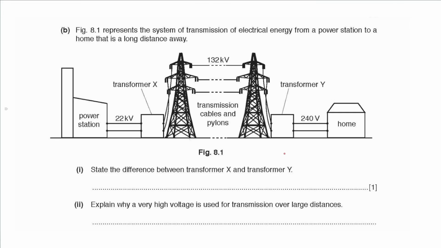Part B says figure 8.1 represents the system of transmission of electrical energy from a power station to a home that is a long distance away. State the difference between transformer X and transformer Y. Transformer X receives 22,000 volts and gives out 132,000 volts. Transformer Y receives the 132,000 volts and emits 240 volts only. So this increases the voltage, this decreases the voltage. So X is a step up transformer and Y is a step down transformer.